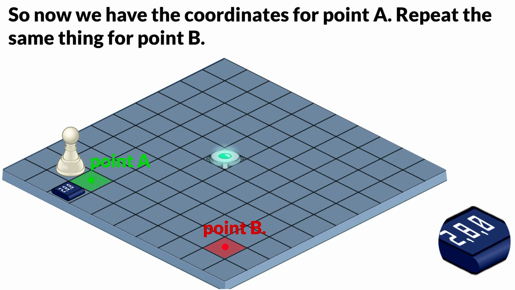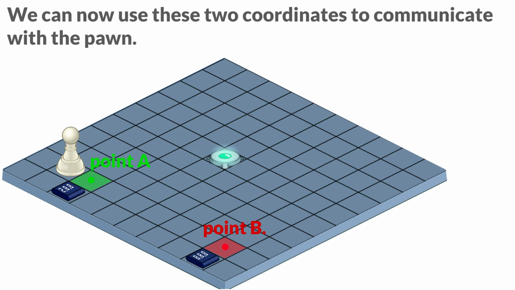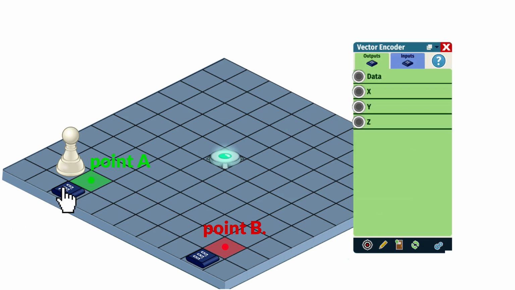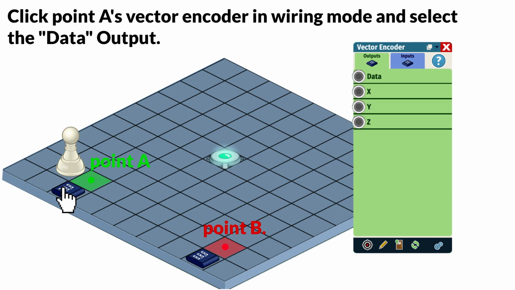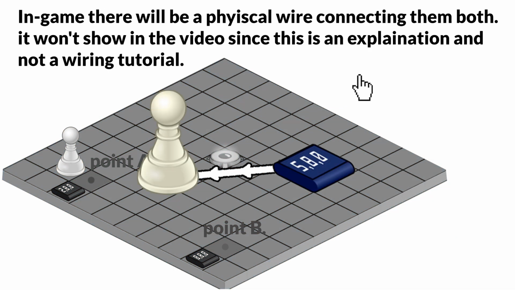So now we have the coordinates for point A. Repeat the same thing for point B. We can now use these two coordinates to communicate with the pawn. Click point A's vector encoder in wiring mode and select the data output. In-game, there will be a physical wire connecting them both. It won't show in the video since this is an explanation and not a wiring tutorial.